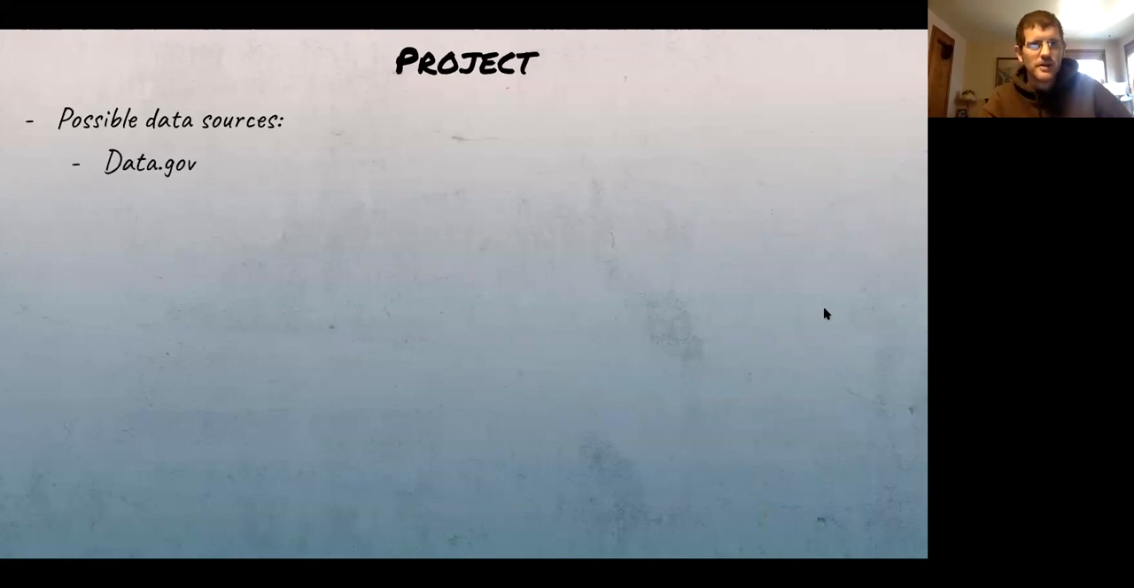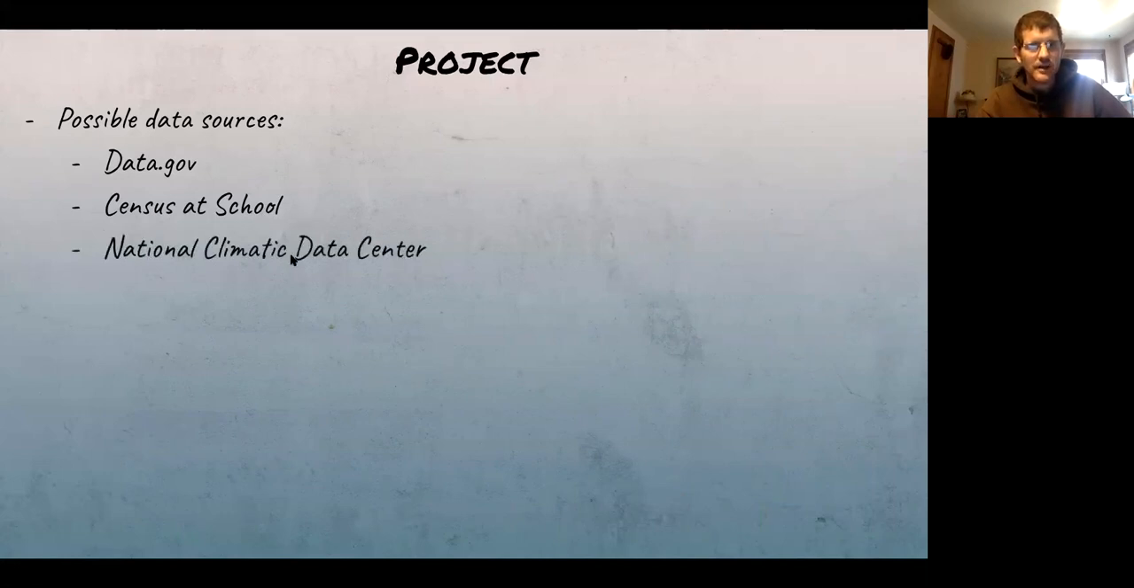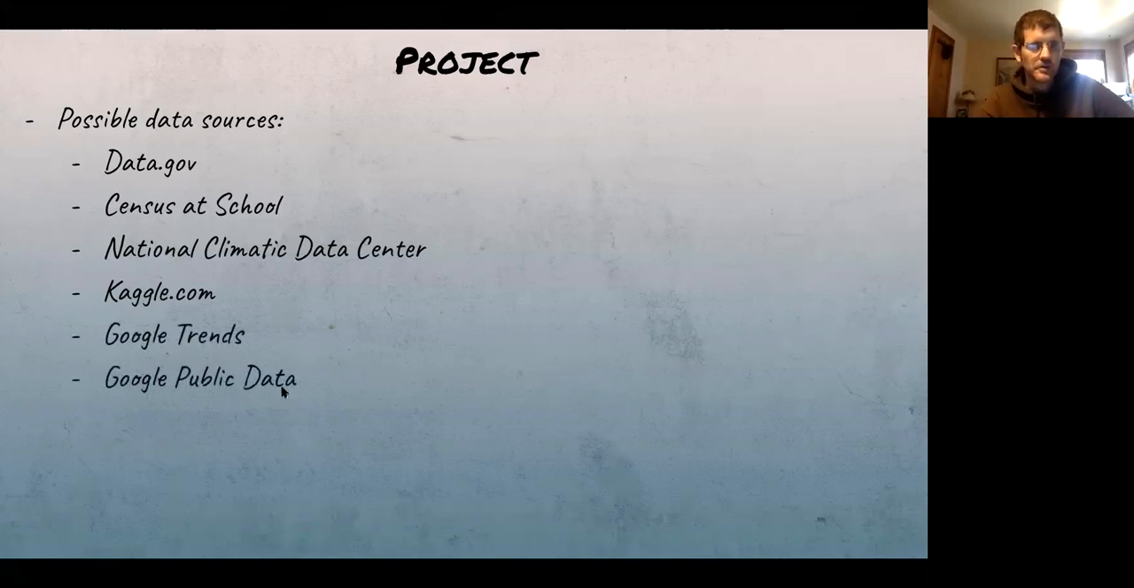So here are some possible data sources. Data.gov is just a clearinghouse for all kinds of data. You're going to have to parse through that. There's a lot there. Census at School, this I will show you. This might actually be what a lot of you end up using for your data. National Climatic Data Center. I'll show you an example of some of these, like Census at School, National Climatic Data Center, and Kaggle. Again, you don't need to copy these down, just come back to this PDF later. Google Trends and Google Public Data.